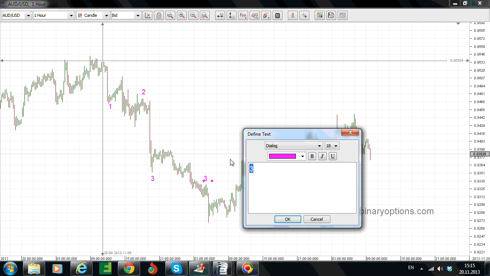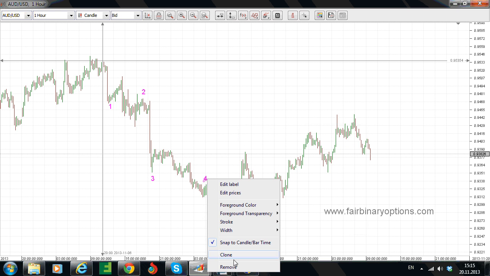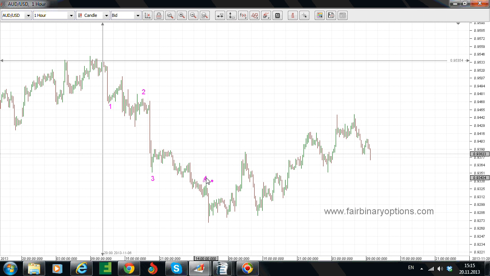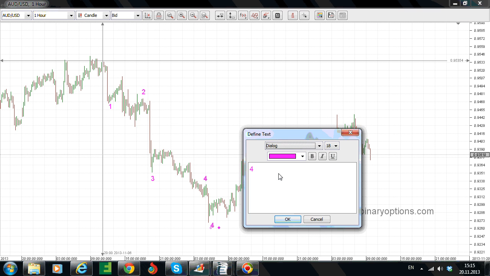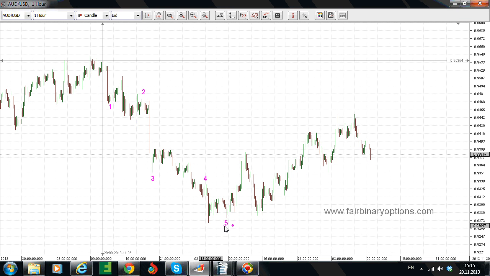So 1, 2, 3, 4, and of course the fifth wave to the downside comes like this: 1, 2, 3, 4, 5. The fifth wave should be around here, so price will make a fifth wave failure for the lower degree wave. So 1, 2, 3, 4, 5, and now correcting with an ABC.